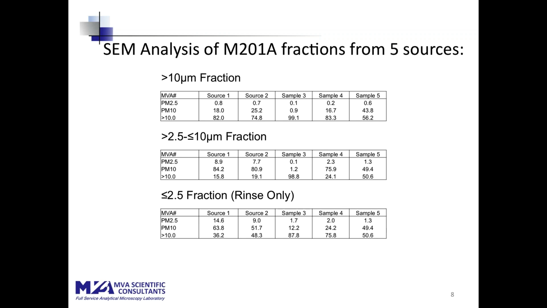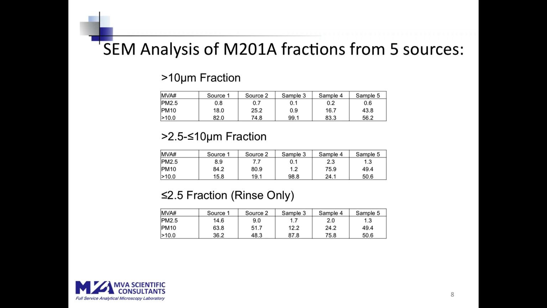In this case, we're looking at the rinse only. Method 201A has a filter after the final cyclone, but we're looking at just the rinse at this point. So some things begin to jump out at you. First is that the greater than 10 fraction is probably pretty close to right. Somewhere between 75 and 100% of the particle mass, which is what's shown here, is greater than 10 microns. So that's fairly accurate.